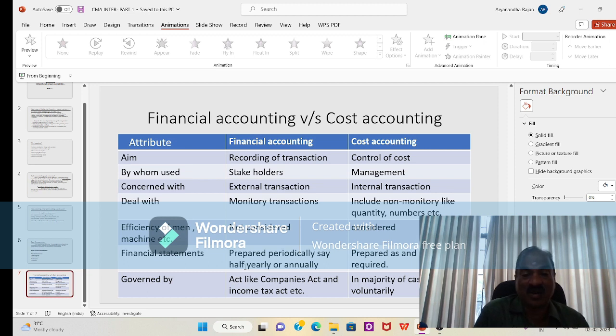So the aim of financial accounts is recording of transactions, and in the case of cost accounting, cost control is the primary objective. By whom used? Financial accounts are used by stakeholders. Financial statements are published, and in the case of companies, they are registered with the Ministry of Corporate Affairs. It is filed. Once it is filed, everybody can see it. It is a public document.